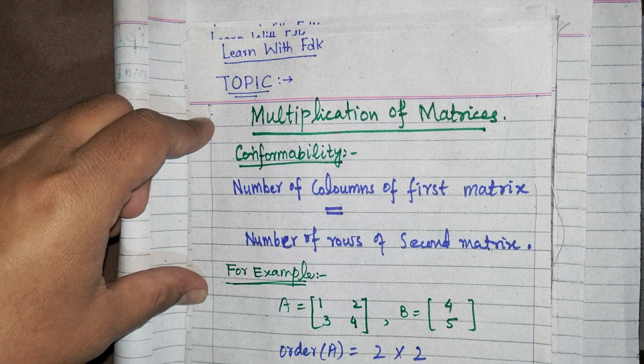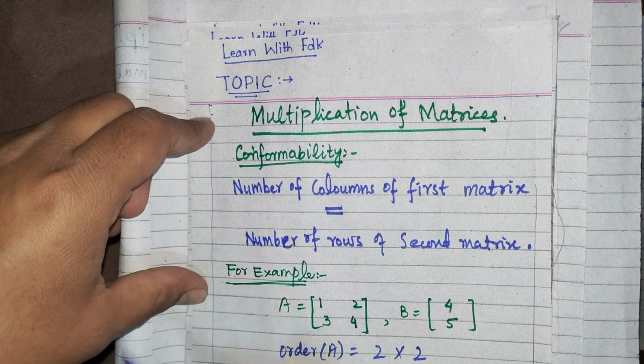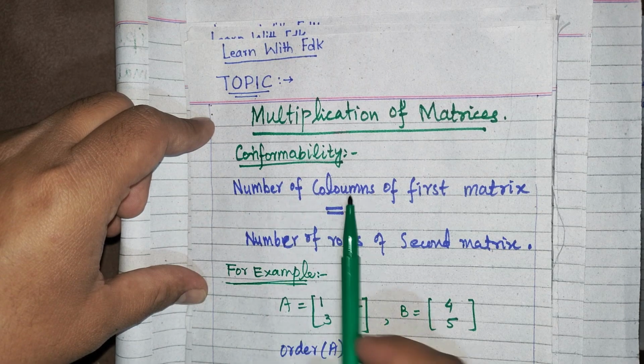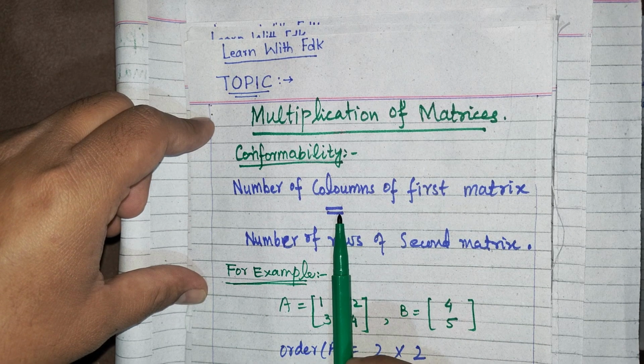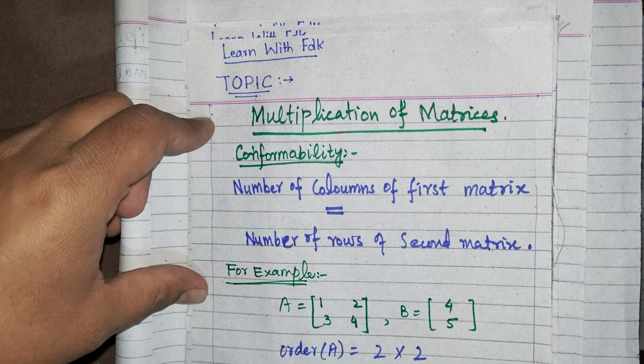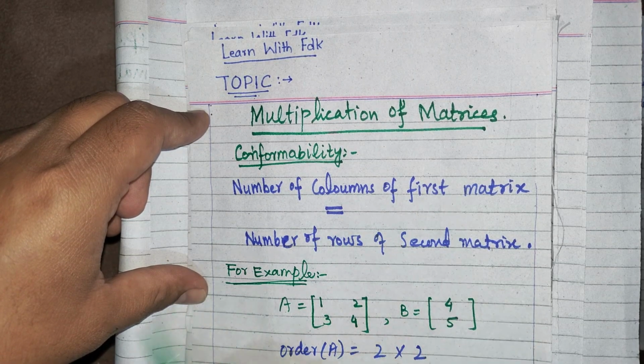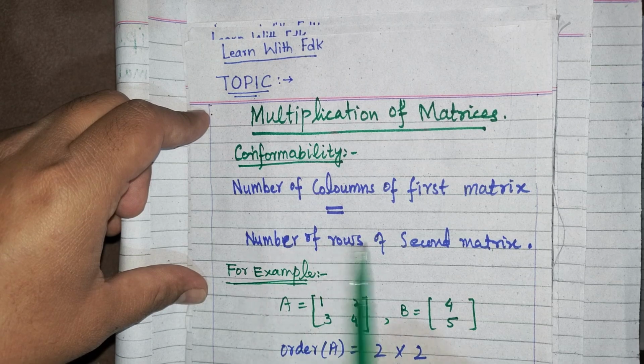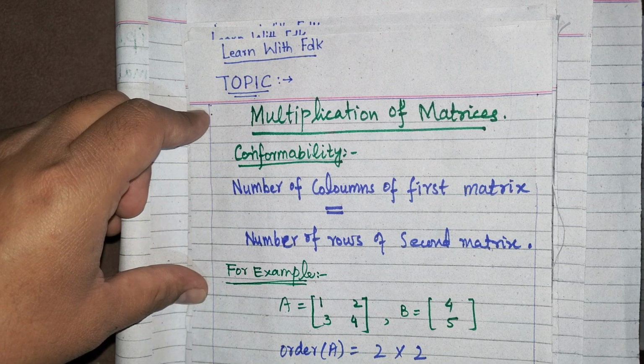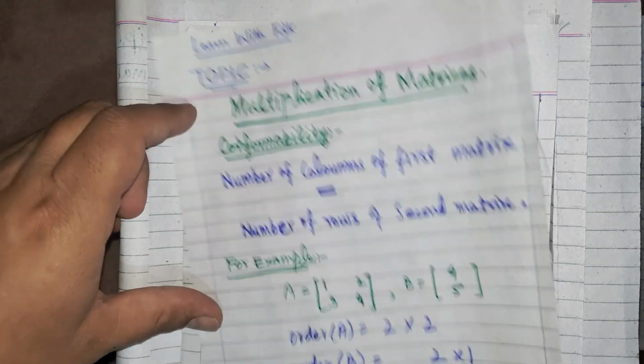So the conformability of the matrices can be checked as follows: if the number of columns of the first matrix is equal to the number of rows of the second matrix, then the matrices will be conformable for multiplication. Again, if the number of columns of the first matrix becomes equal to the number of rows of the second matrix, then in this case, they will be conformable for multiplication. We will explain this later in the example.